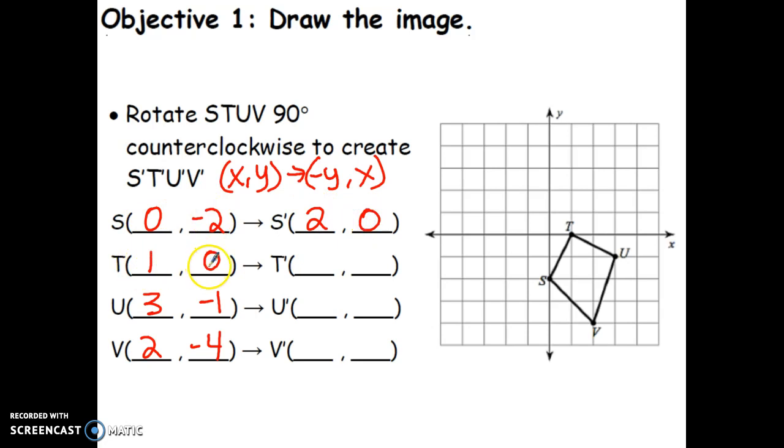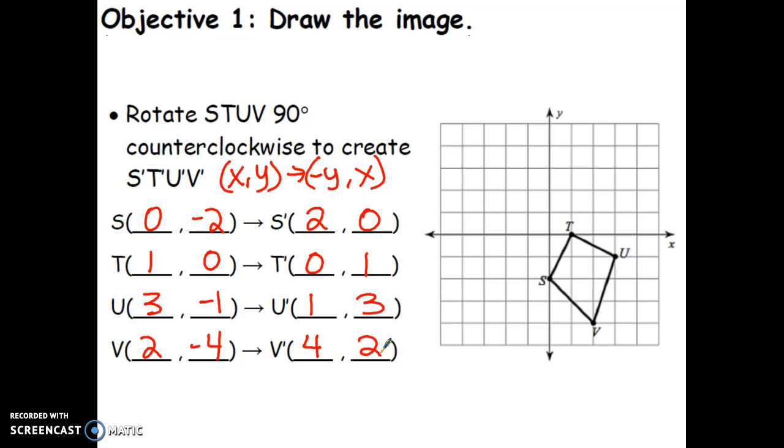Again, for T, change the sign of y. 0 has no sign, so it will stay the same. And now we need to swap 0 and 1. For U, change the sign of y. Negative 1 becomes positive 1. Swap them. The new ordered pair is (1, 3). And then finally, for V, change the sign of y. Negative 4 becomes positive 4. Swap them. The new ordered pair is (4, 2).